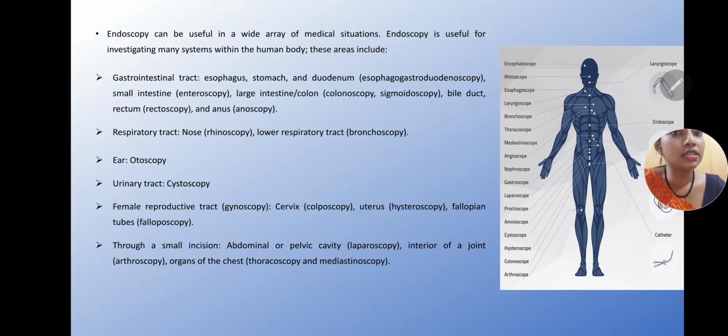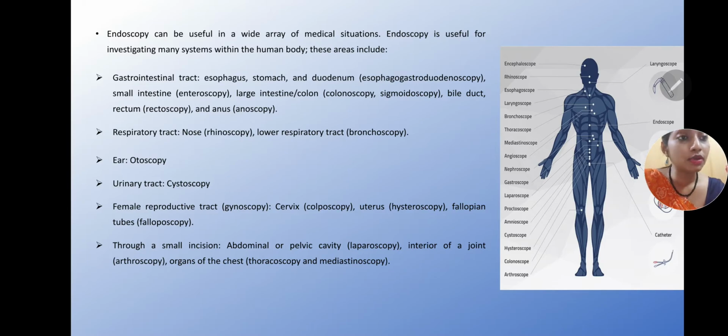It is not just used in gastrointestinal tract, but it is also used in respiratory tract. It is most commonly known as rhinoscopy for nose and bronchoscopy for the lower respiratory tract. It can be also used to visualize the ear region, so it is known as otoscopy. For urinary tract, it is called as cystoscopy. For female reproductive tract, it is in general called as gynoscopy. If it is done in particular for the cervix region, it is called as colposcopy. For the uterus, it is called as hysteroscopy, and for fallopian tube, it is called as falloposcopy.